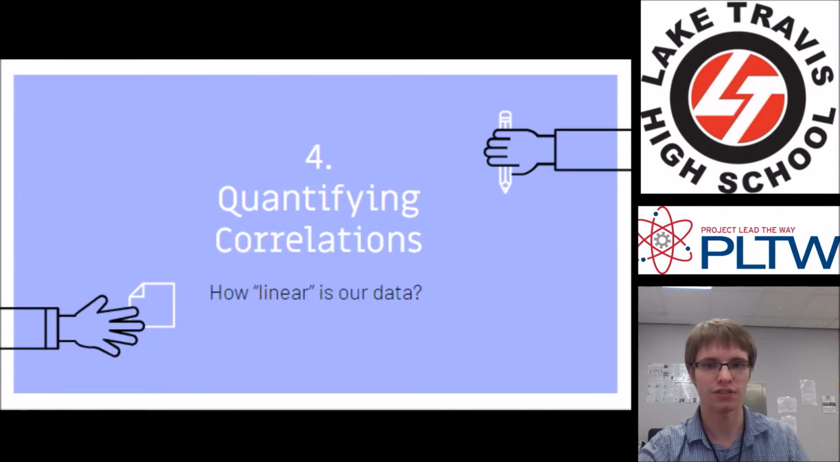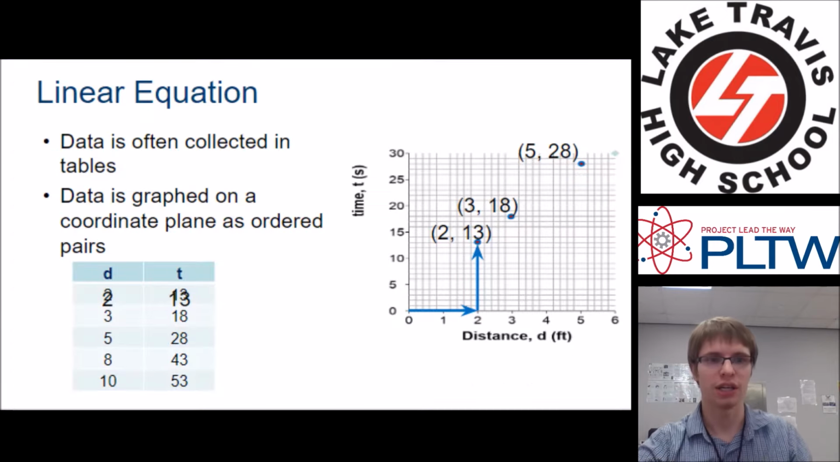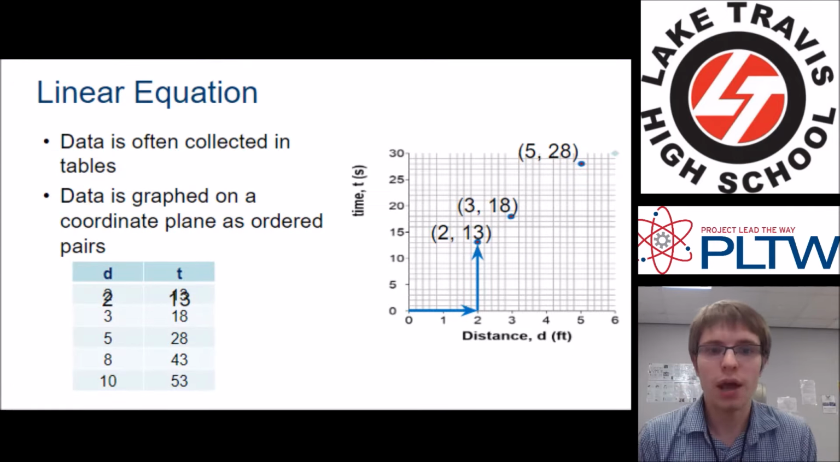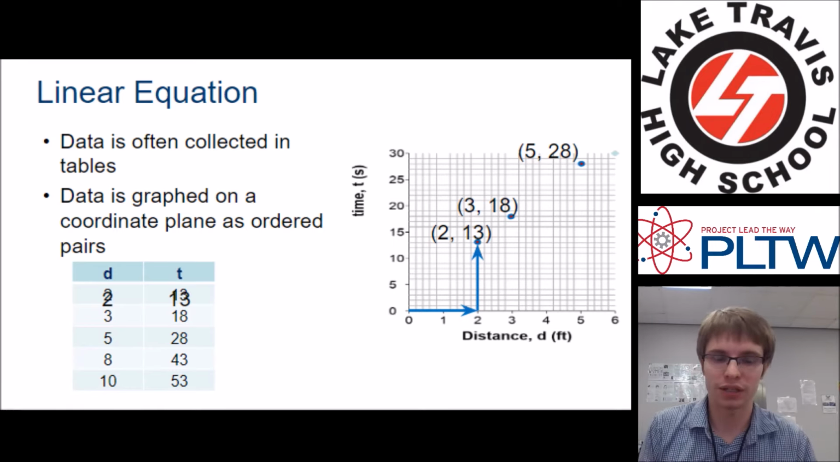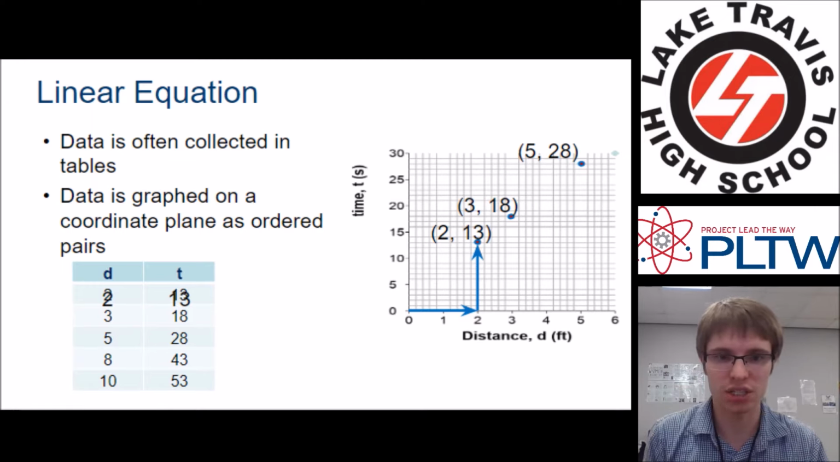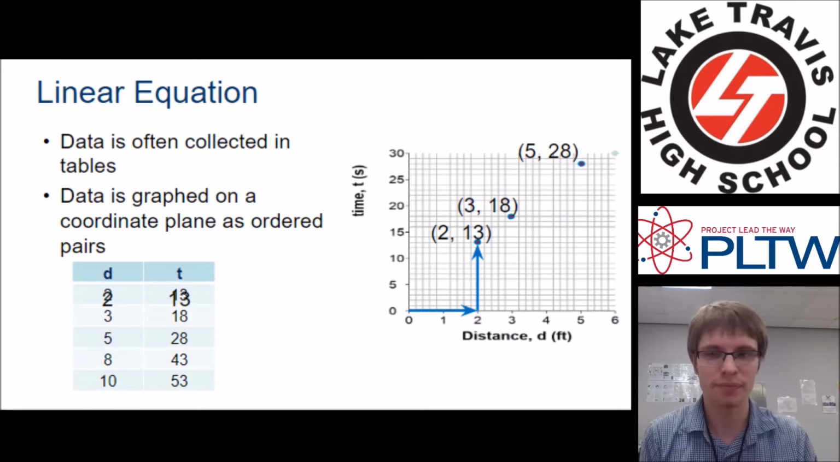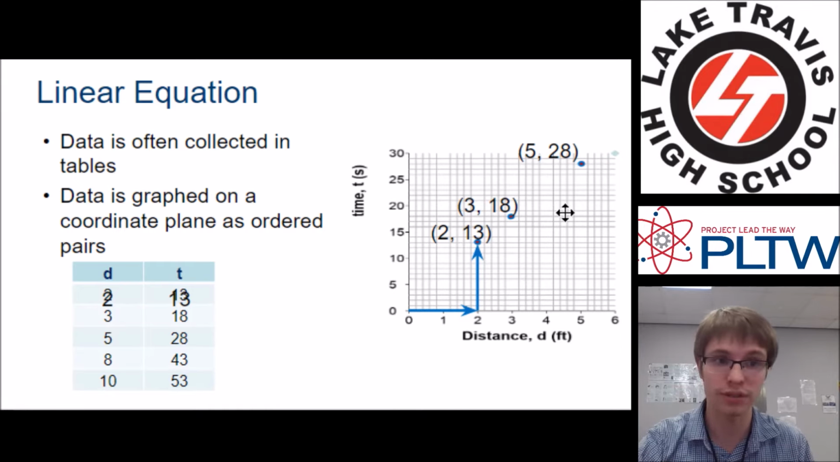Now, let's talk about quantifying correlations. Okay, let's jump back to this slide. Like I said, when you have data, you can plot your points on a grid like this. This is a Cartesian grid. Don't worry about that so much. But when you do that, you come up with a scatter plot, because this is all real data, and you're plotting it.